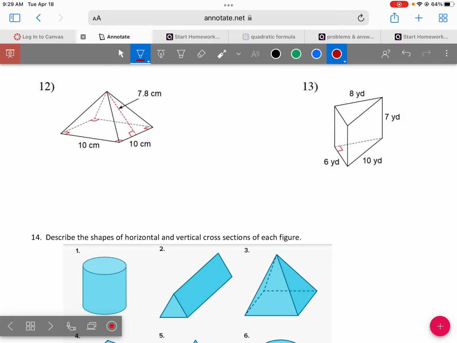What is this figure? Is this a pyramid or a prism? Both. It is not both. Pyramid. Anything that comes to a point is going to be a pyramid unless it's a cone, because that has a round base. So this is a pyramid. We want surface area of a pyramid. So look on your formula sheet. Surface area of a pyramid. What is the formula for that?